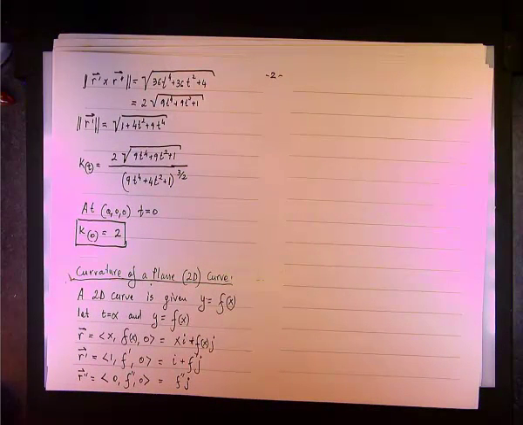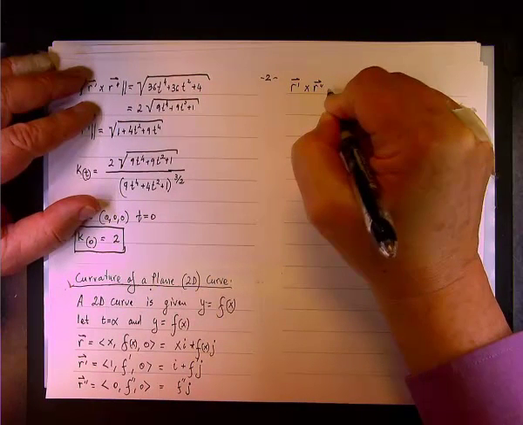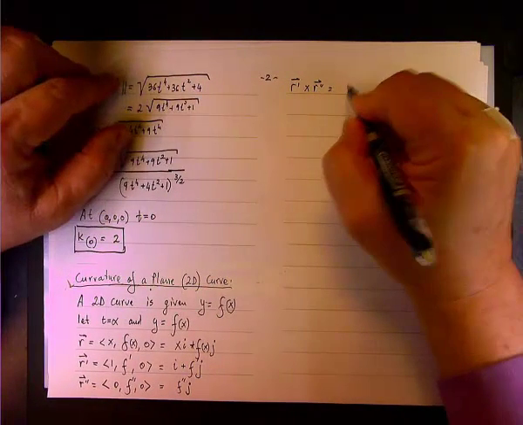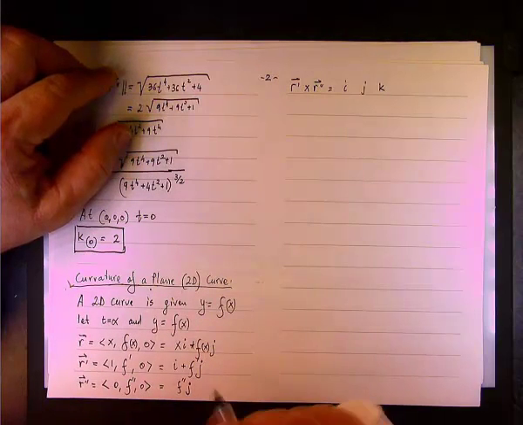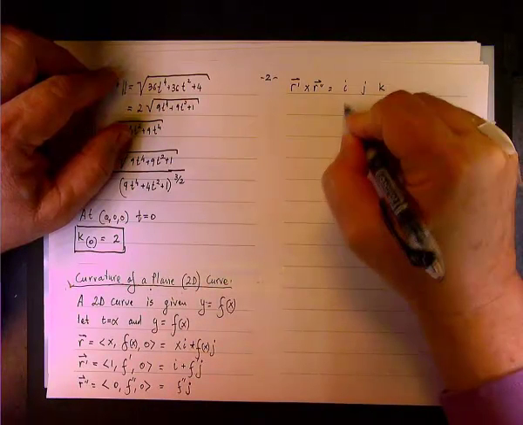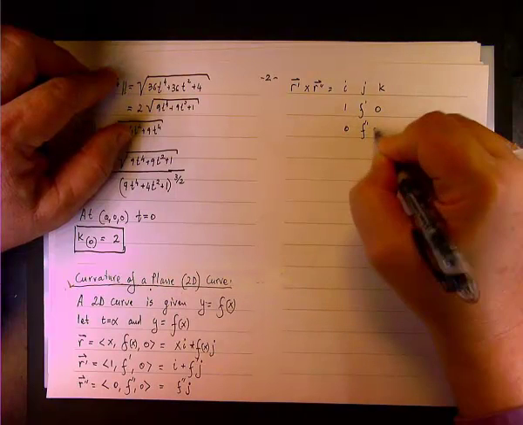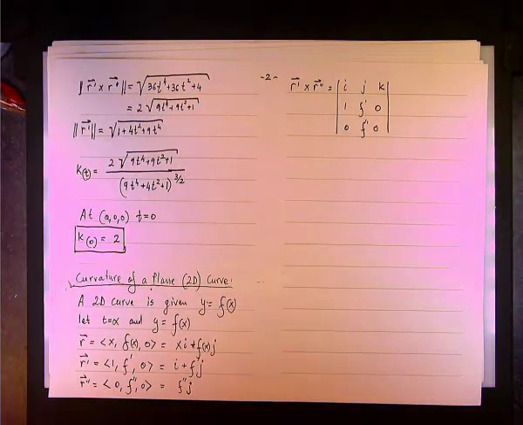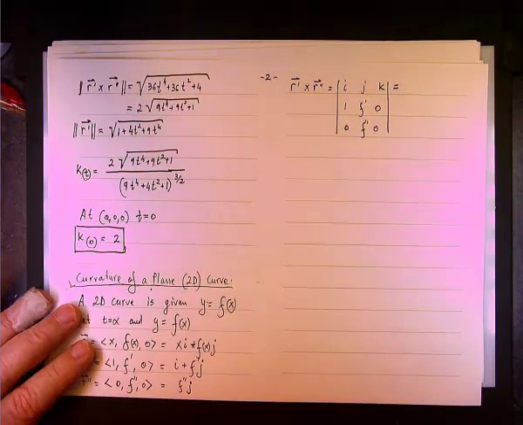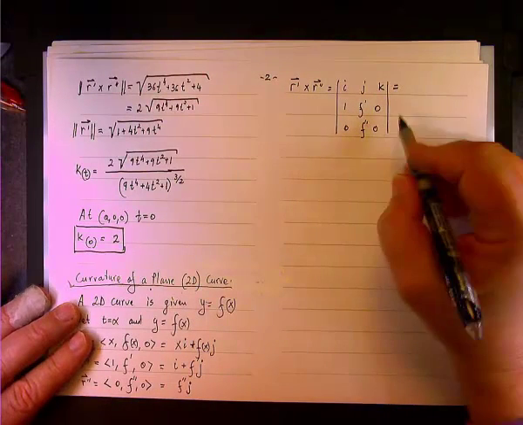And now we can go ahead and perform the cross product as we did before. If you do the cross product r prime cross r double prime, then we have the ijk notation, and r prime will be 1, f prime, 0, and r double prime will be 0, f double prime, 0. And you can see that of all the components, the only surviving component will be the k component.